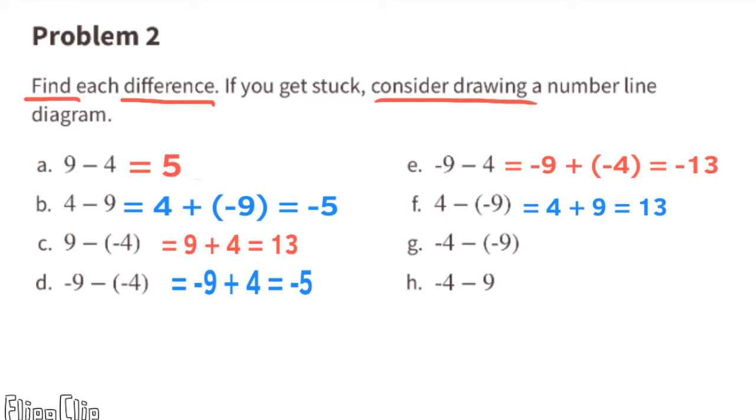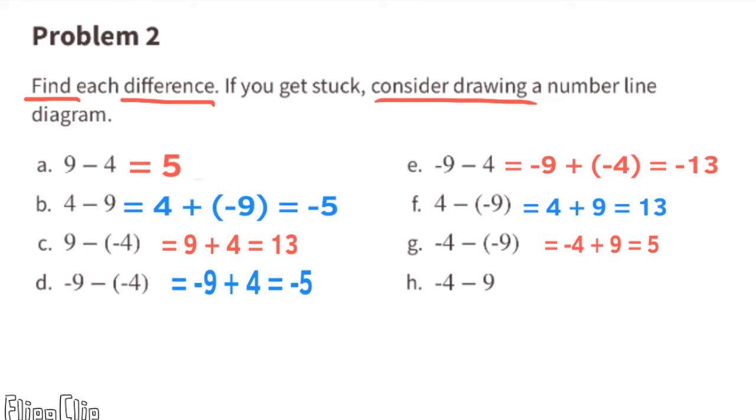G, negative 4 minus a negative 9. That's like negative 4 and the opposite of negative 9. And the opposite of negative 9 is a positive 9. Negative 4 plus 9 is 5. We could rearrange the first two terms as 9 minus 4 equals 5. That makes it easier.